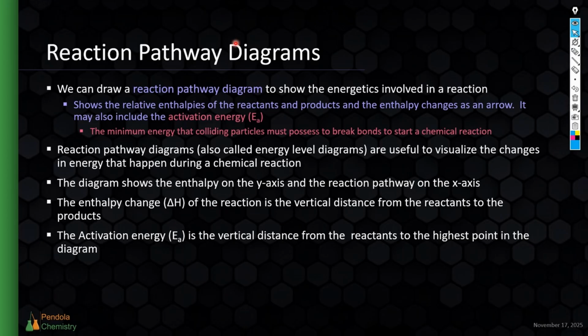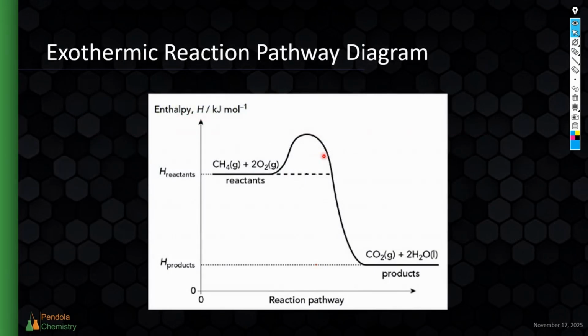Now, this is all very good in terms of words, but let's look at an actual drawing to make more sense. This is a reaction pathway diagram or energy level diagram for an exothermic reaction. That's going to be important here. Now, let's start by remembering that an exothermic reaction means that the delta H is going to be negative. The delta H of this reaction is going to be negative in value, or lower than 0. And so why is that the case? This is the case because in an exothermic reaction, the reactants are higher in energy than the products.